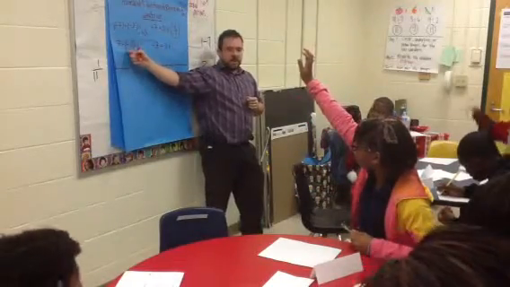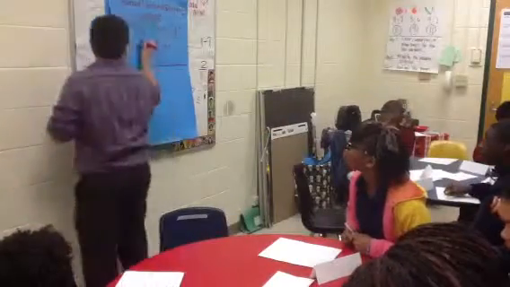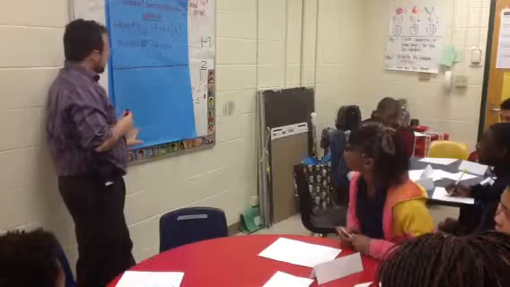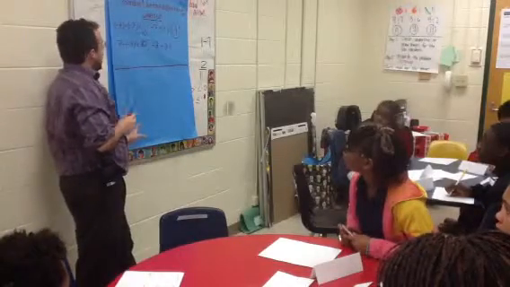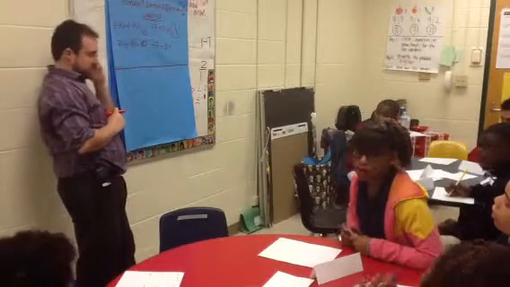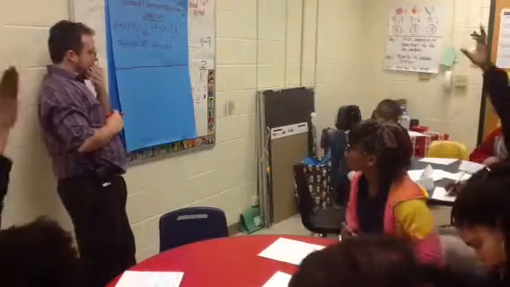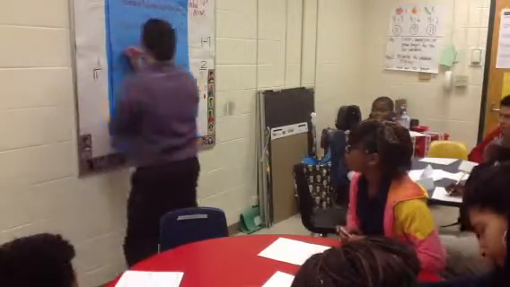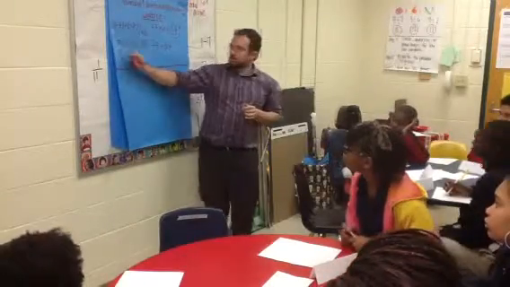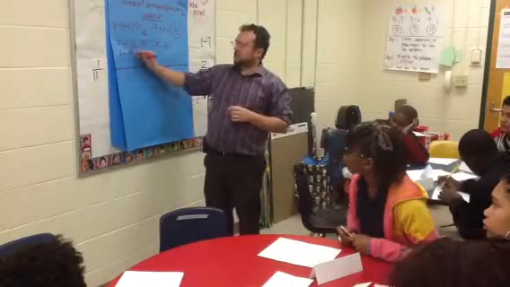Next one. 7 - -3. I need somebody else who hasn't participated yet. Jimmy. 10. How did you get to 10? Well, I have 7, right? And since 3 is a negative, I actually added that. So you change the subtraction to an addition? How do we do that, Jimmy? Do you remember? There's a rule. Keep, change, change. Okay, so we keep 7, we change the subtraction to what? Plus, to addition, and we change -3 to? Positive 3. So then it becomes 10.